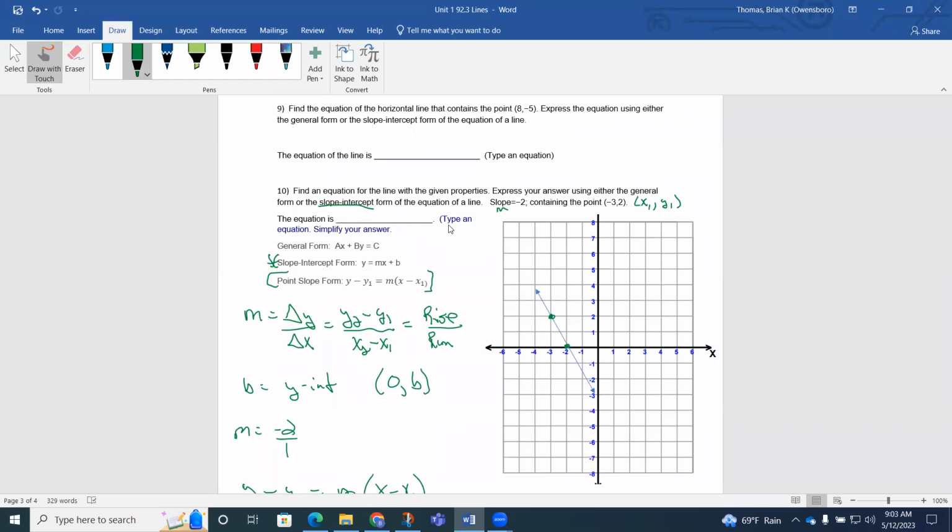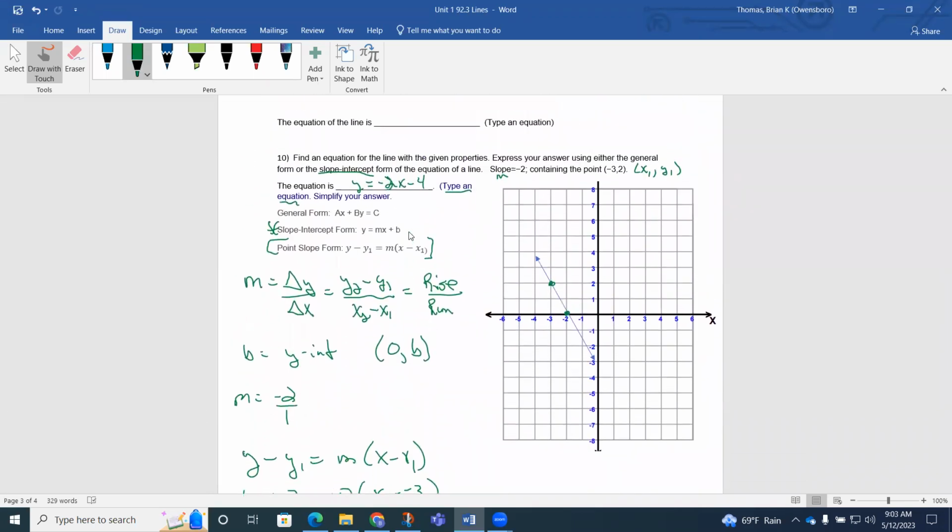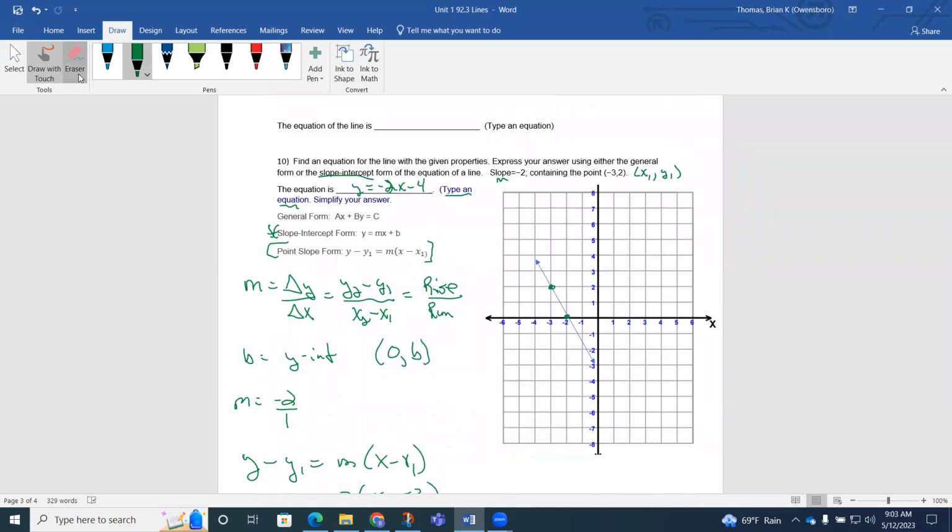Notice how it says type an equation, so there's got to be a left side and a right side. So I have to put y equals -2x minus 4. Okay, so that would be your answer: y equals -2x minus 4. Let me clean that up just a little bit. So -2x minus 4 would be the solution. That's what they're looking for, and this would be a visual of what we have. This is the actual line. That's this view. Hopefully you find that helpful for question 10.